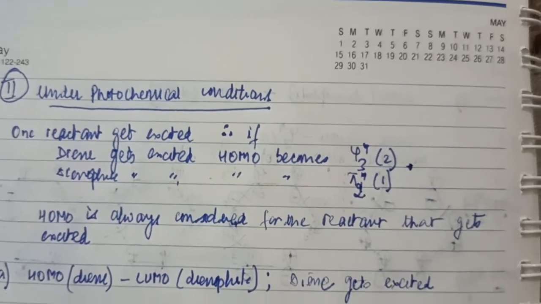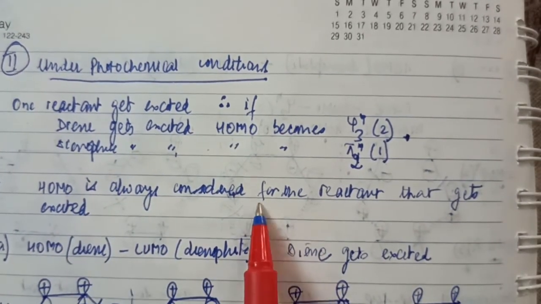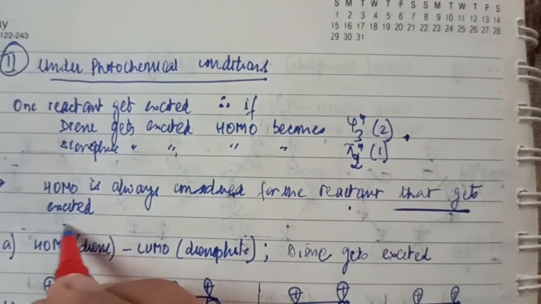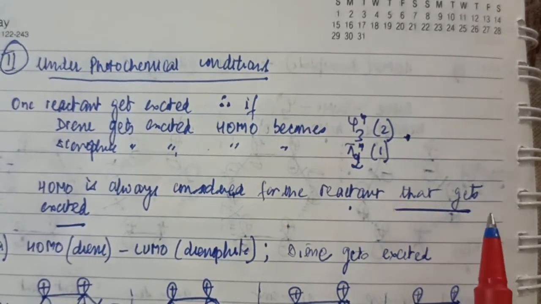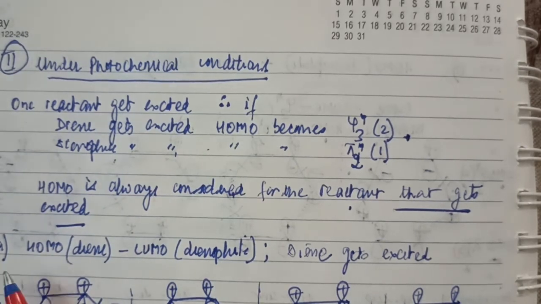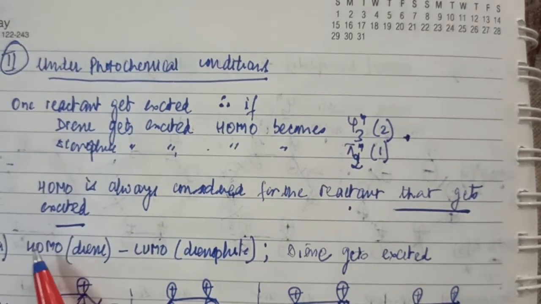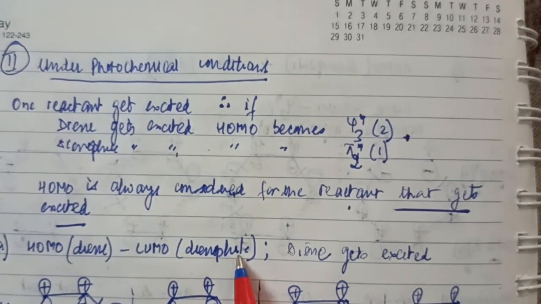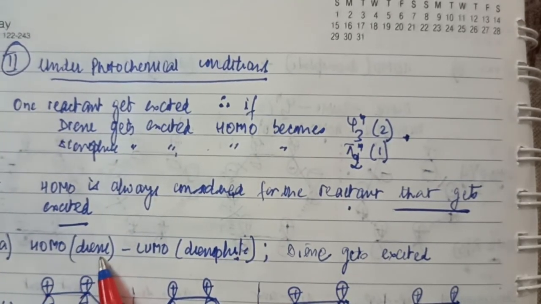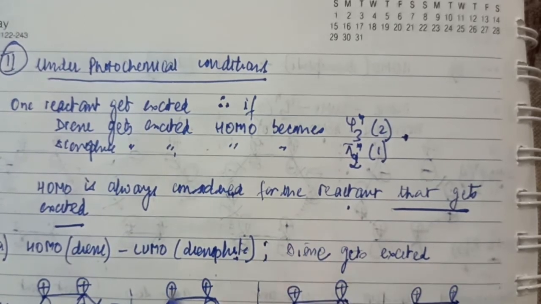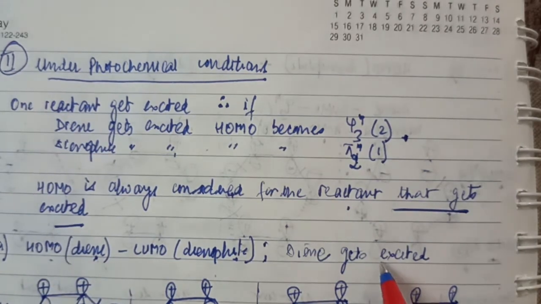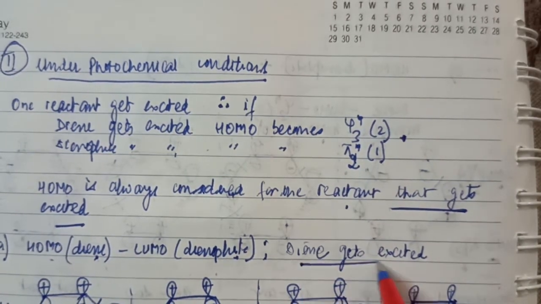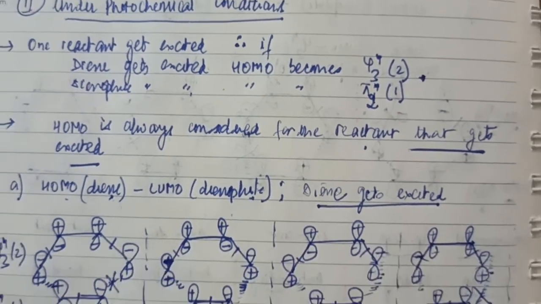An important thing, as I've told you before also, HOMO is always considered for the reactant that gets excited. We do not consider HOMO for the reactant which remains in the ground state. Therefore, let's take out two conditions here. First, we'll take the HOMO of the diene with LUMO of the dienophile, and then we'll take the HOMO of the dienophile with LUMO of the diene. If I'm taking HOMO of the diene, that means HOMO has always to be considered for the component which gets excited. Therefore, in this particular case, diene gets excited, right?